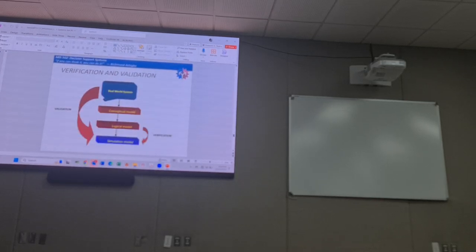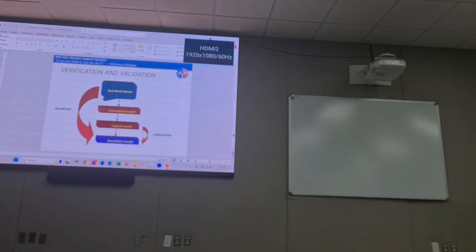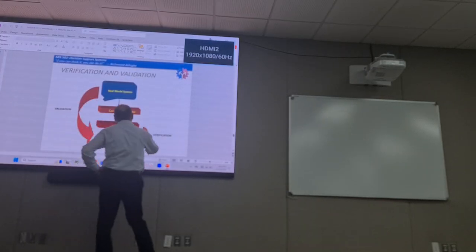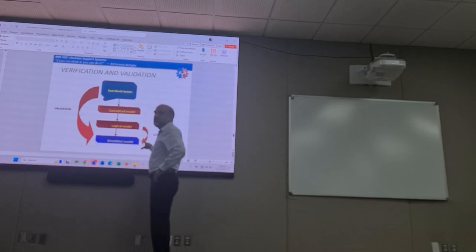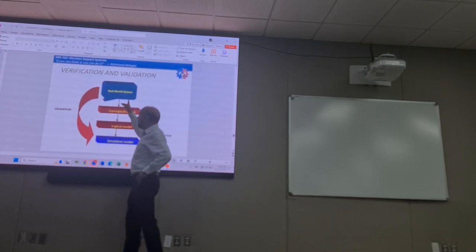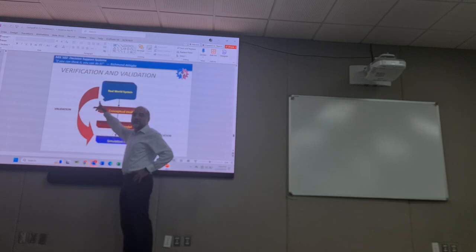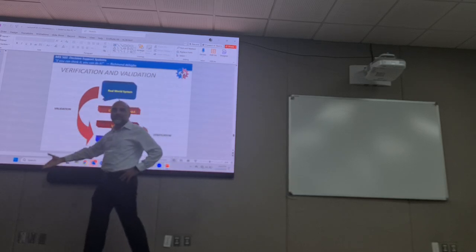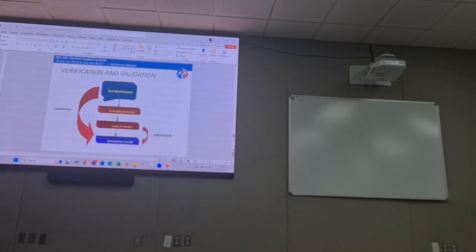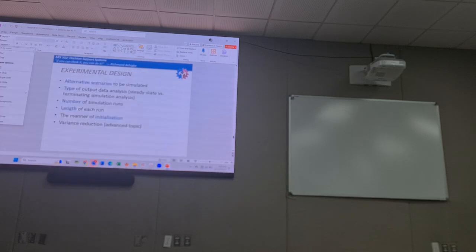Okay. So I showed you this diagram. Verification is between the logical and the simulation model. And validation is where you try to match whether it actually represents the real system or not. Okay. So validation and verification. I don't think we have to look into that any further.